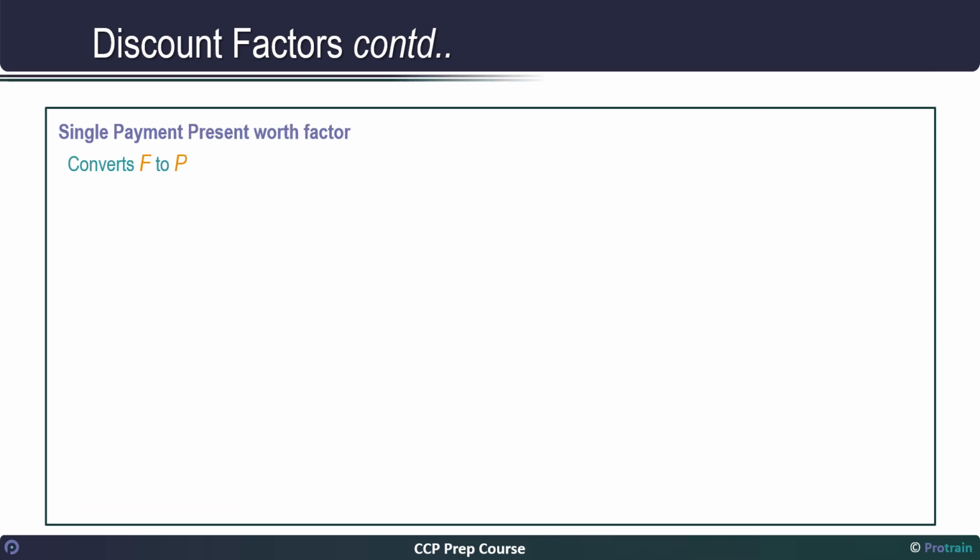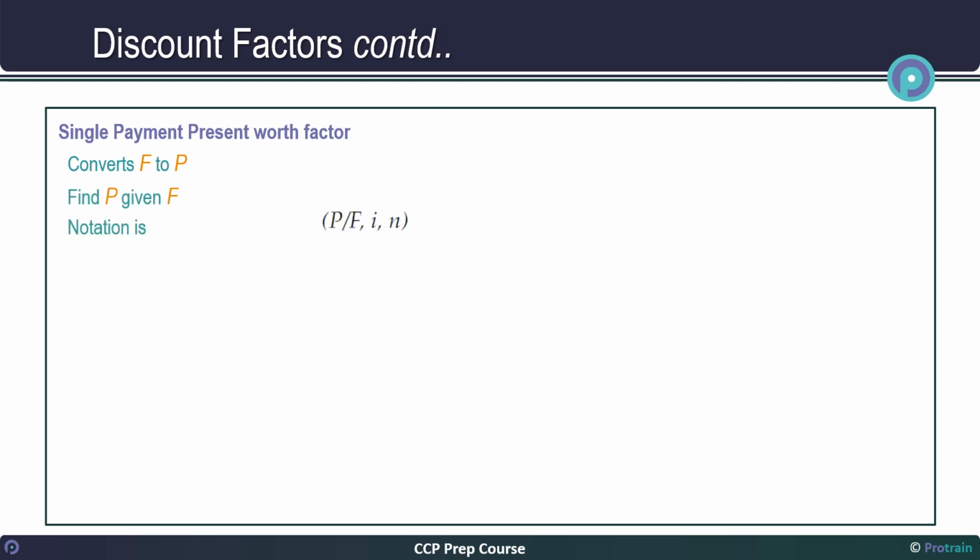Let us discuss single payment present worth factor. This factor converts future value to present value. In other words, it helps us find P when F is given. The notation is P by F, I, N. Formula is (1 plus I) to the power minus n.